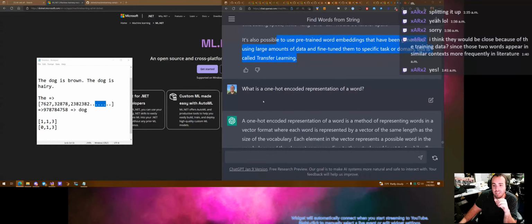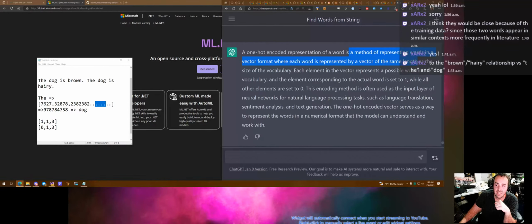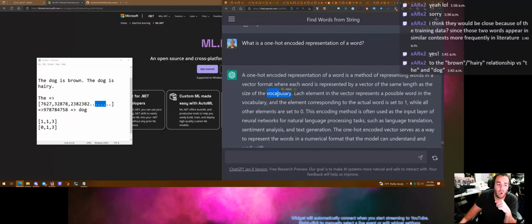But I wanted to, so I say, what's a one hot encoded representation of a word? It's a method of representing words in a vector format where each word is represented by a vector of the same length as the size of the vocabulary. And the vocabulary, as I learned, is all of the words it's ever known, right? To the brown hair relationship versus the and dog.